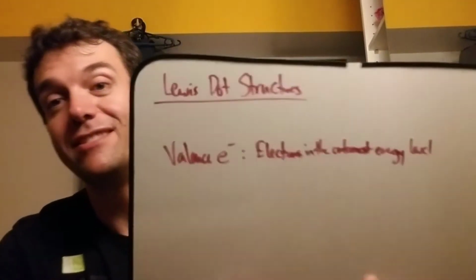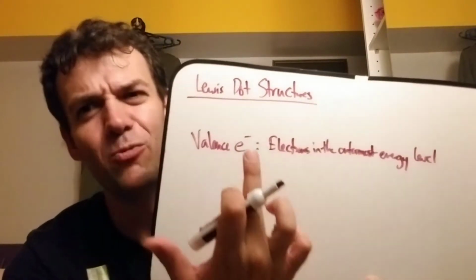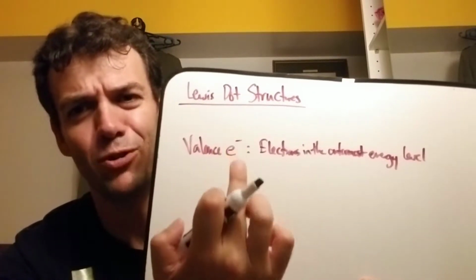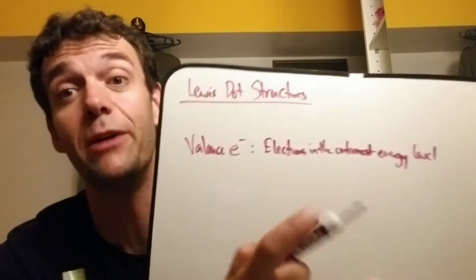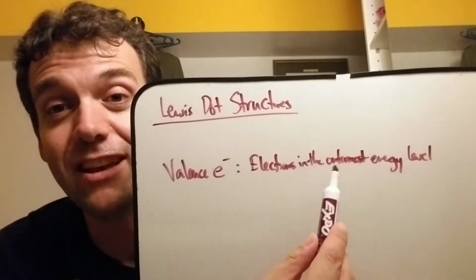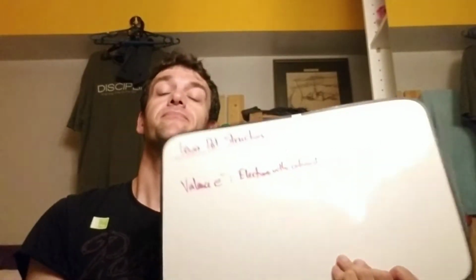Okay? And I wrote it down for you. Look at that. Valence e minus, which is a lazy way of abbreviating electrons, even though I wrote electrons right after it, which makes no sense. But anyway, electrons in the outermost energy level of an atom. So remember, sodium, for example, its atomic number is 11. Okay, it has 11 total electrons.